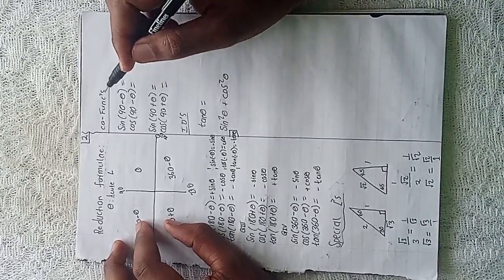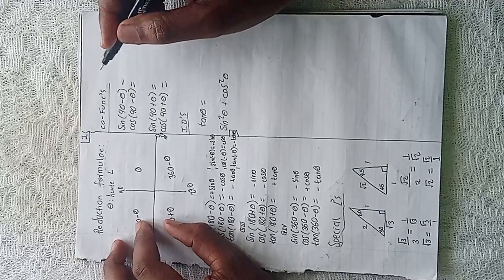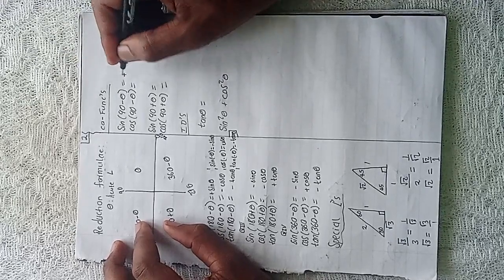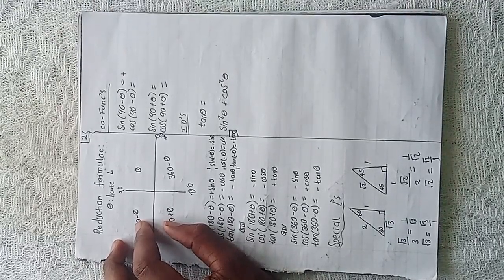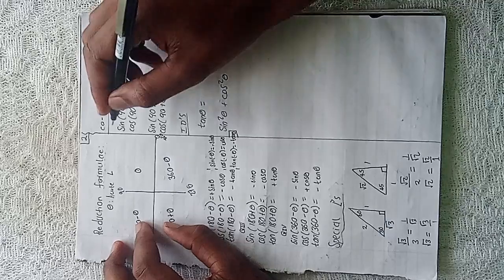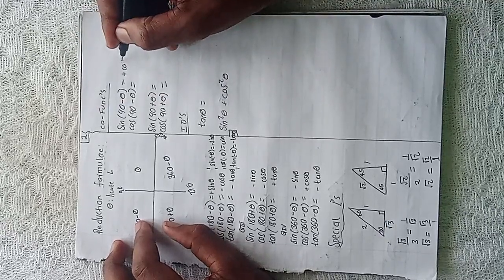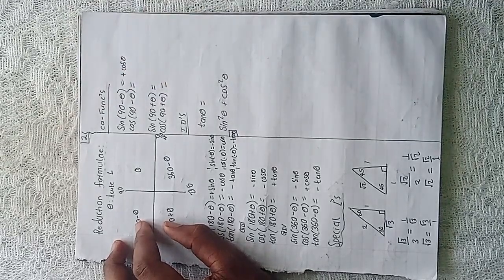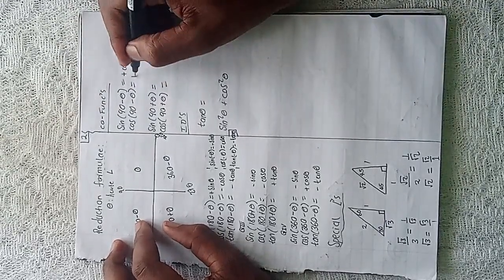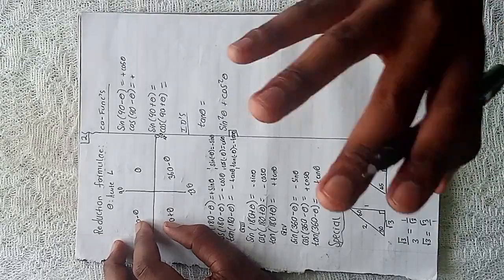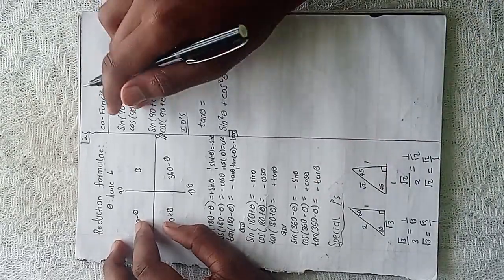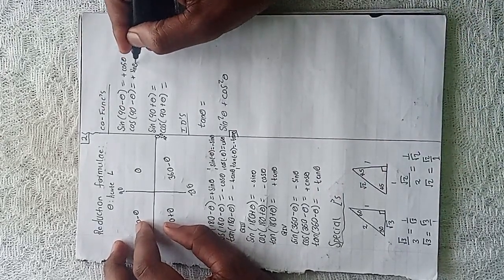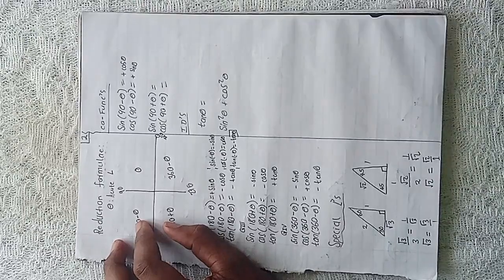Okay, so if you have sine of 90 minus theta, so this is in quadrant 1, which means it will be positive. Okay, but the ratio will change to cos theta. All right, cos of 90 minus theta is in quadrant 1, which means it will be positive, because all ratios in quadrant 1 are positive. Okay, but the ratio will change to sine theta. Okay, let's look at this one.